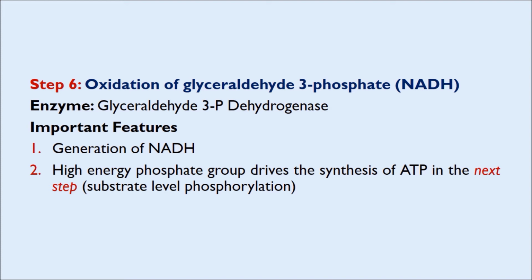The inorganic phosphate group, which comes from the cytosolic pool, gets attached to the glyceraldehyde 3-phosphate to form 1,3-bisphosphoglycerate. This inorganic phosphate forms the high energy phosphate group in the product molecule, that is 1,3-bisphosphoglycerate, and the high energy phosphate group in 1,3-bisphosphoglycerate is sufficient to drive the synthesis of ATP in the next step by a process known as substrate level phosphorylation.